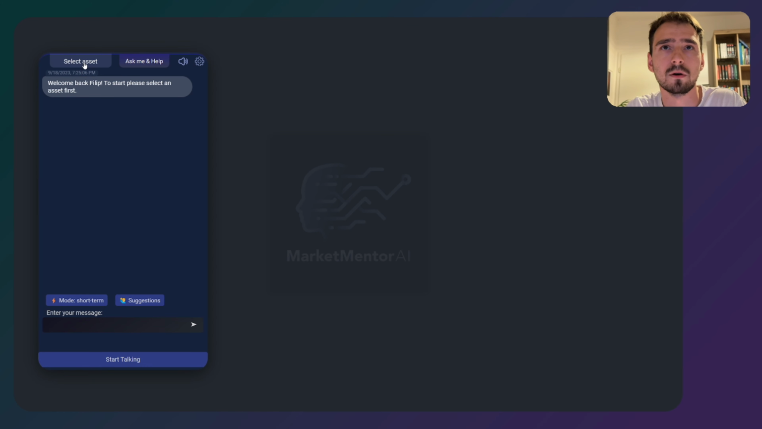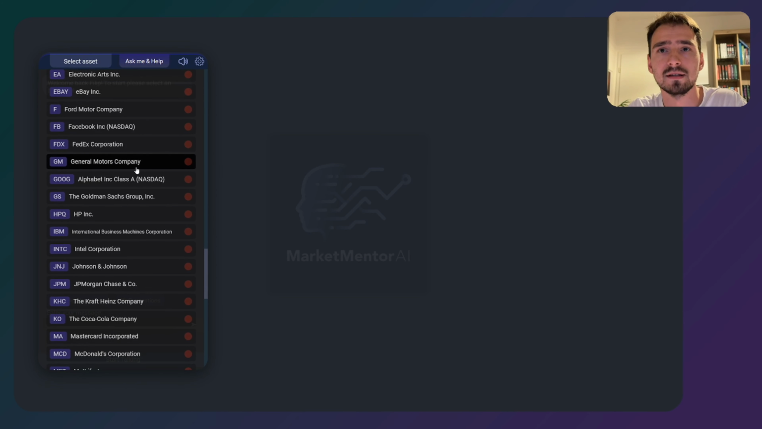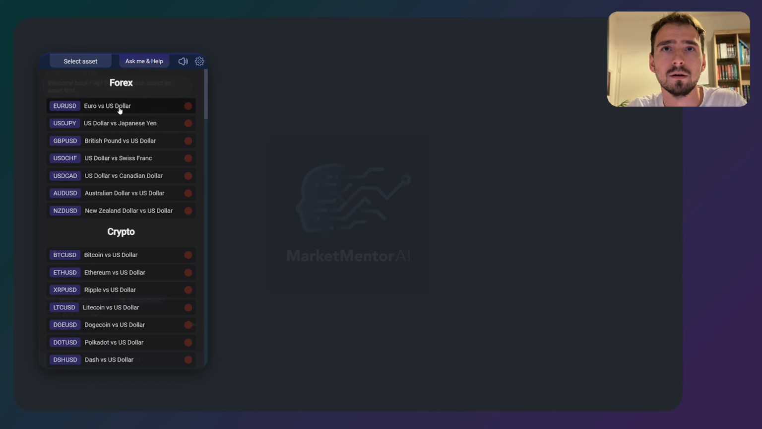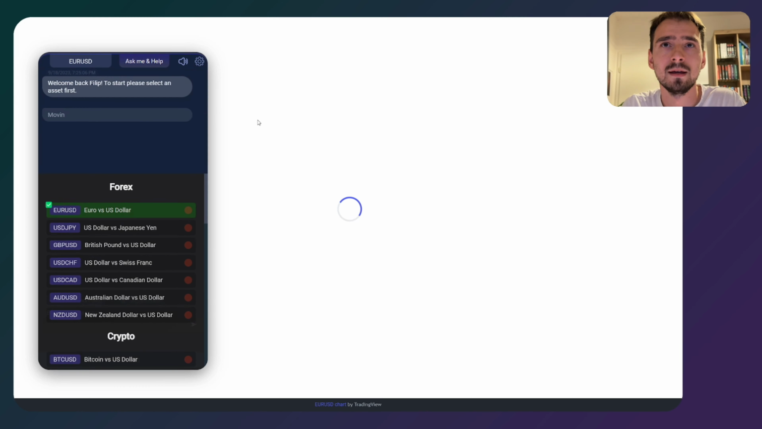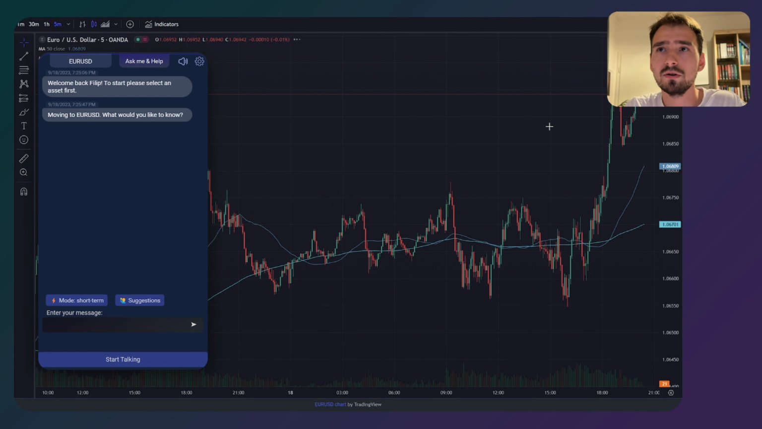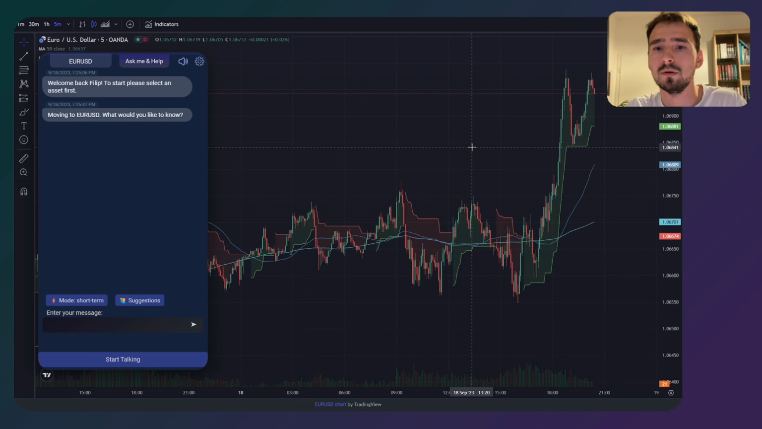From the top left corner here, you'll be able to select from almost 100 assets. This is an ever expanding list as we are working on it. I'll start with EUR/USD, my most favorite one. Moving to EUR/USD, what would you like to know? You're using the great graphs from TradingView, and it's awesome to have this integrated into the AI.